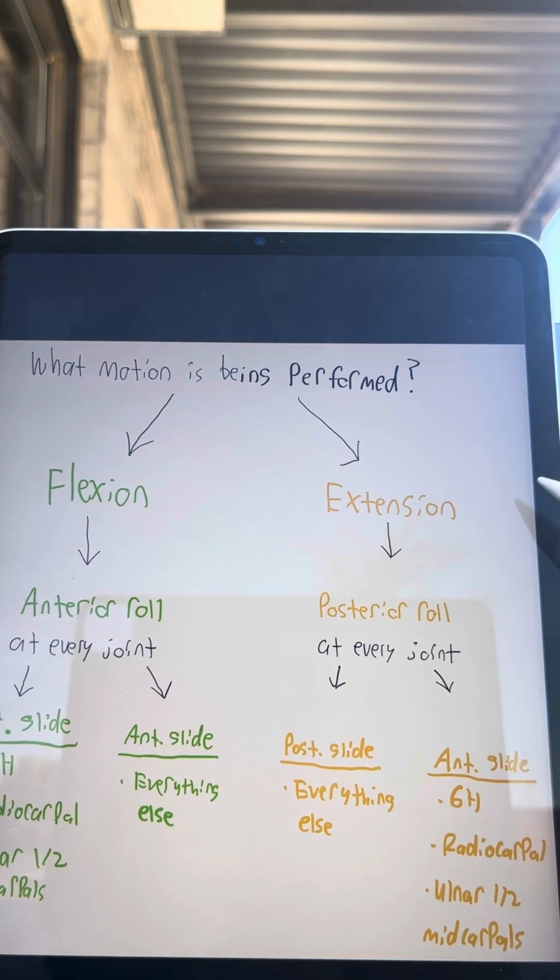And then for extension, it's the same way. Extension will always result in a posterior roll at every joint in the upper extremity that can perform extension. And then if it goes in the opposite direction of the glide, it's the same 2.5 joints where that occurs. And then the same thing, everything else results in a posterior glide.